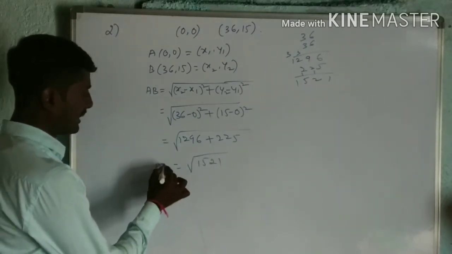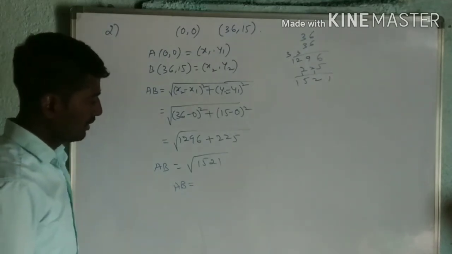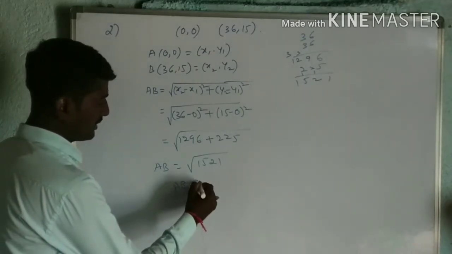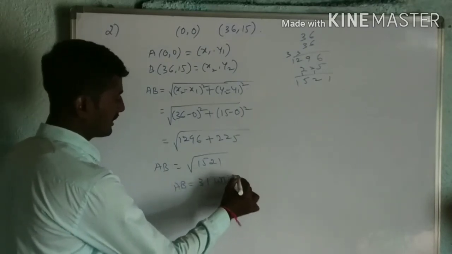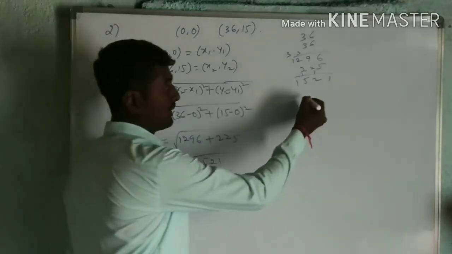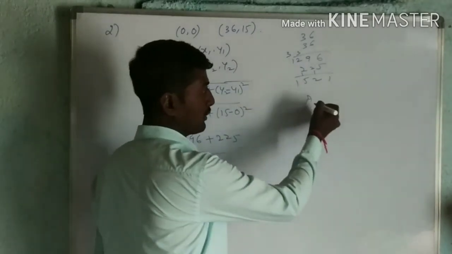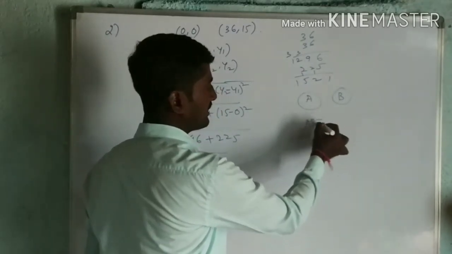So this is AB. Now here AB is equal to 39 units. This is what? AB is 39 units. So another question is also given, that is, A and B are towns. You take those 2 points, then you can find the distance AB.